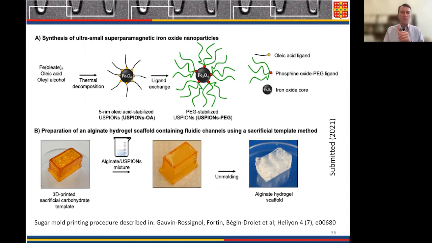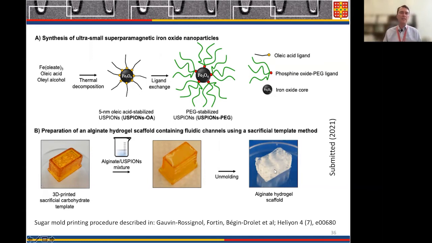So in this strategy, we partnered with one of my colleagues, André Bégin-Rollet from Université Laval, who is the inventor of a sugar printer. What he does is 3D print networks of filaments made of caramel, basically. They use caramel and carefully knit networks of caramel. These networks of 3D printed sugar are then used to cast alginate.